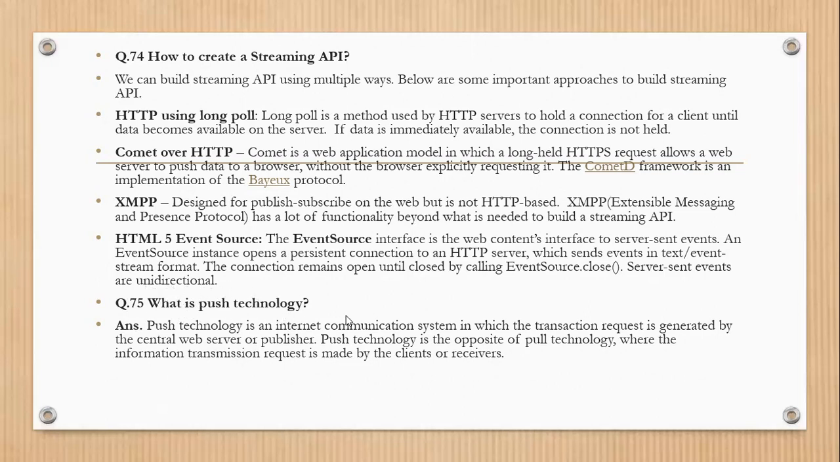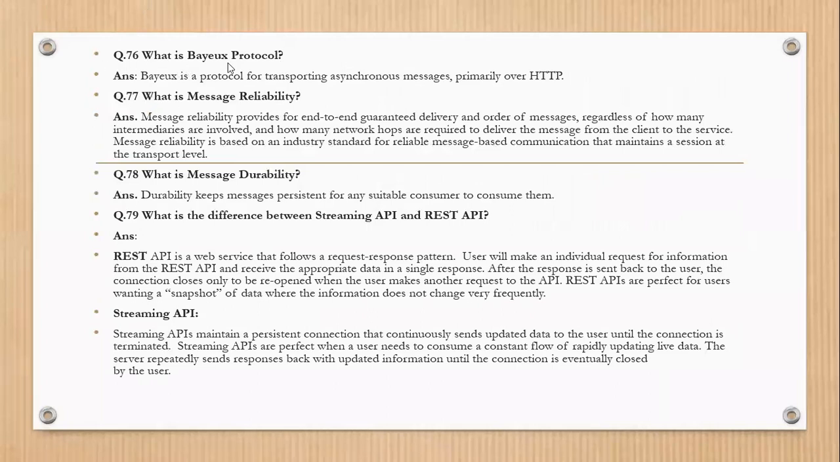Next question: what is push technology? Push technology on the internet is a communication style in which the transaction request is generated by the central web server, the publisher. Push technology is the opposite of pull technology, where the transmission request is made by the client or receiver. Next question: what is the Bayeux protocol? Bayeux is a protocol for transporting messages, primarily over HTTP.